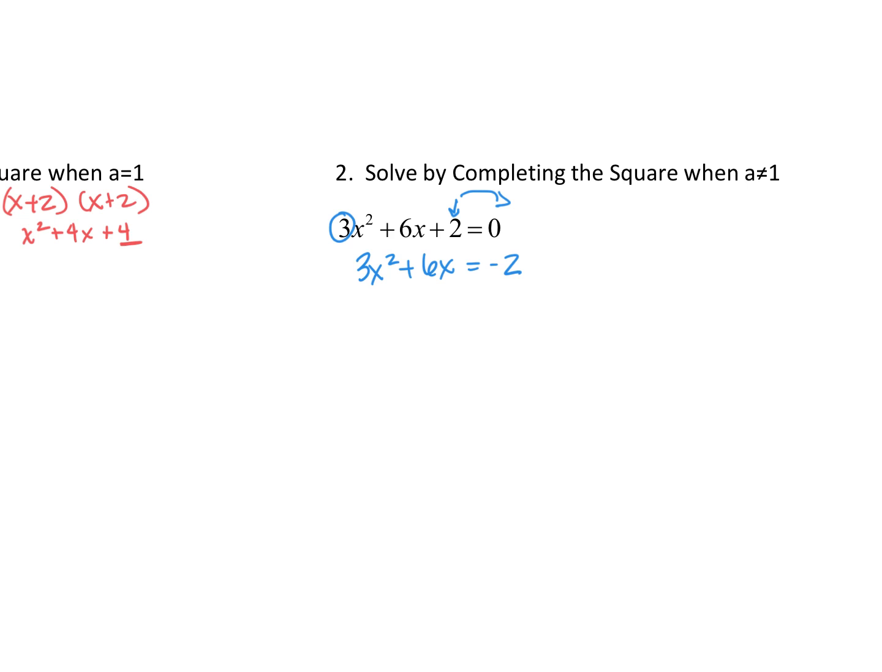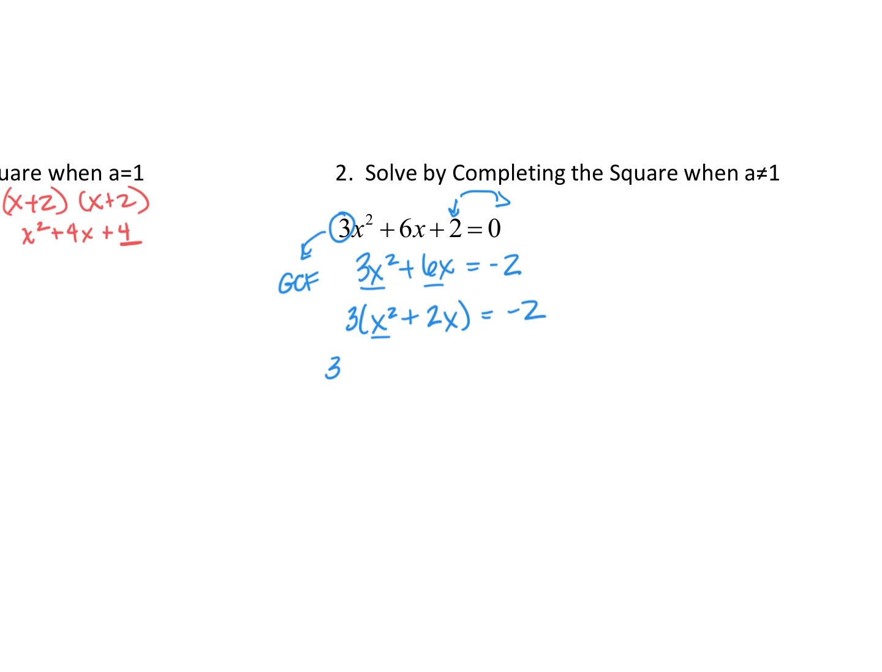Now, here's the next step. I got to take out the greatest common factor out of what's left over here. What can I take out? Not x's. Don't take any x's. I'm talking numbers only. A 3, okay? So 3, and then I have x squared plus 2x equals negative 2. Is that okay? All right. So that 3 is just going to hang on for the ride for a minute. We're just going to bring it straight down.